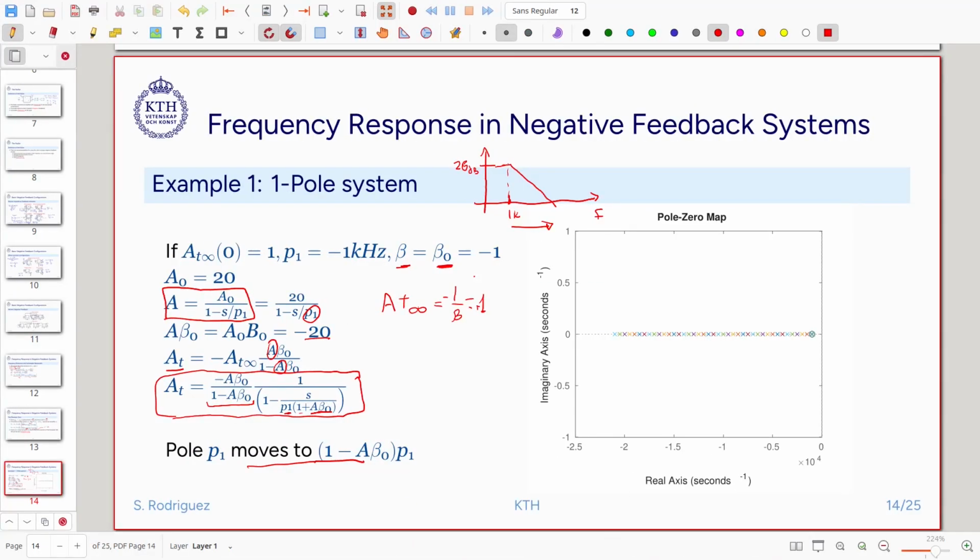So we can see here that this value was 20. We put a loop gain of 20, so this was minus 20. Multiplied by minus, here it gets plus 1, P1. So the pole got moved from 1 kilohertz to minus 21 kilohertz. So it increased the bandwidth. The loop gain has moved the bandwidth here. So this is the first conclusion that we have: a real pole has been moved to a higher frequency.